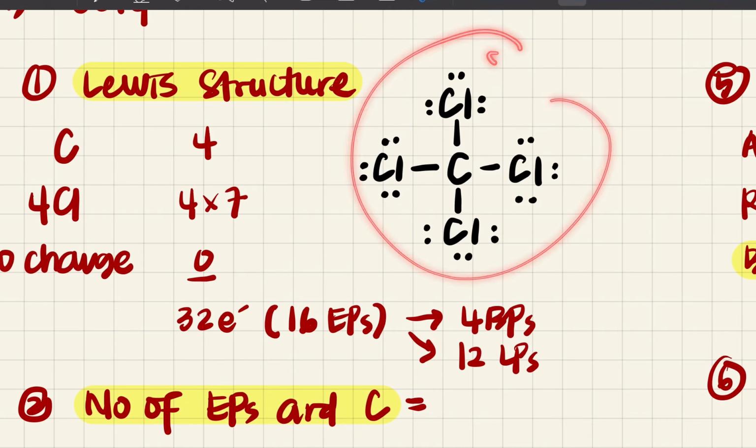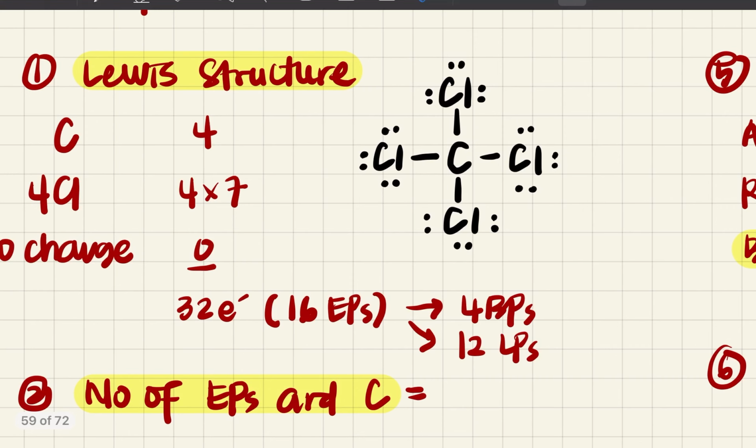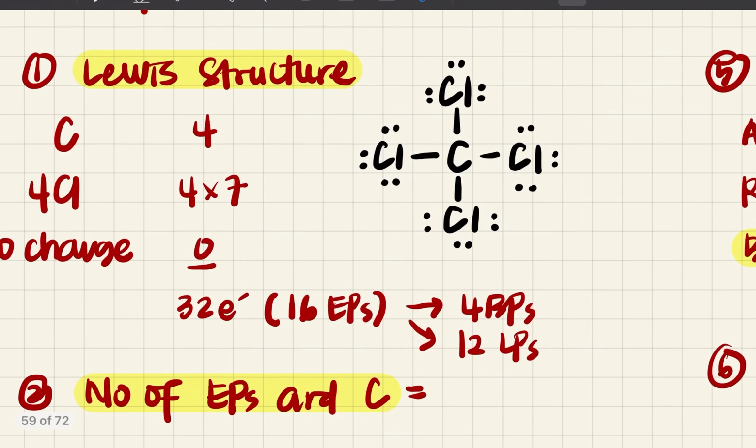So once you get your Lewis structure right, you are going to use that as a guide to know the number of electron pairs around your central atom. Your central atom is carbon. So if you look here, okay, your carbon here, it has 1, 2, 3, 4 bonding pairs. 4 bonds around it. Does it have any lone pair? No, okay. So if it has no lone pairs, that means you have 4 electron pairs around your carbon.